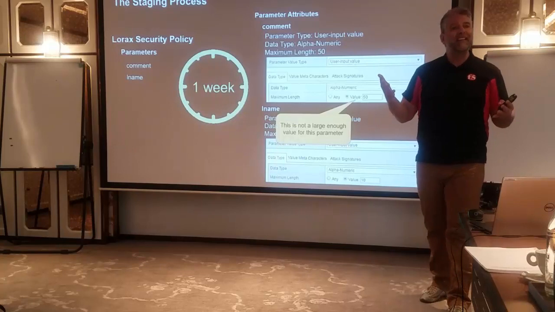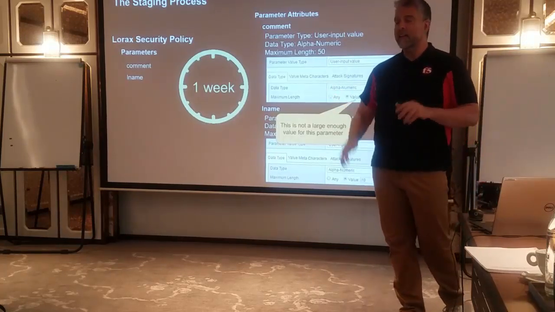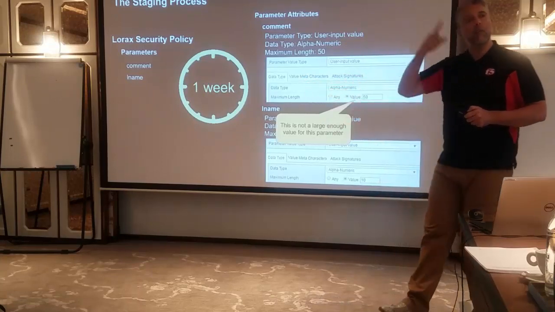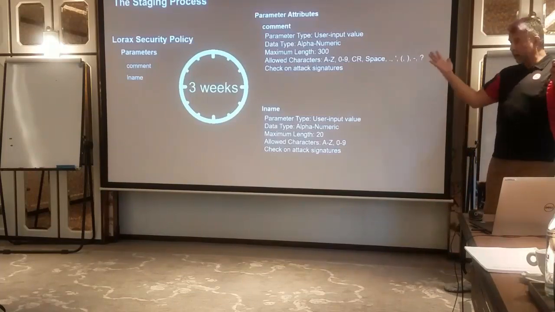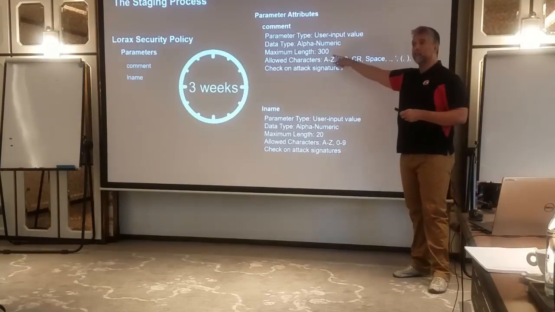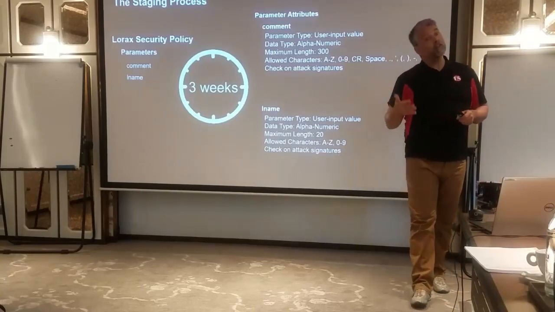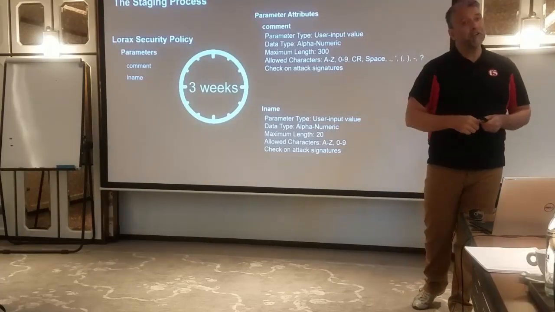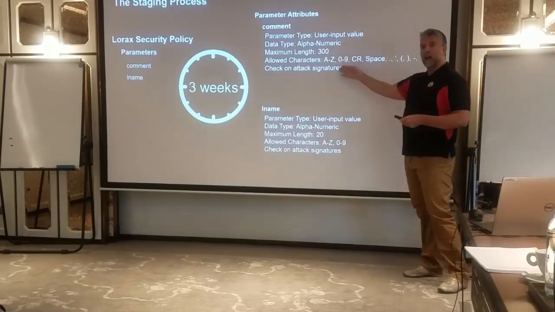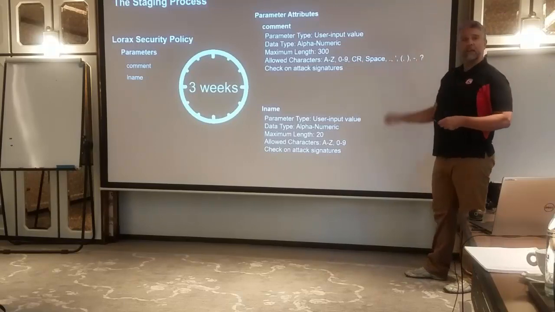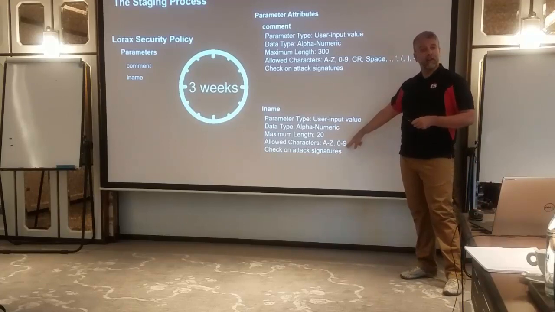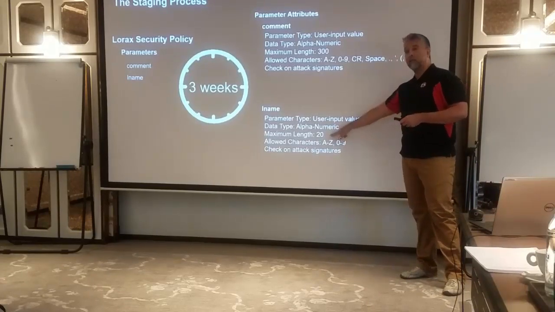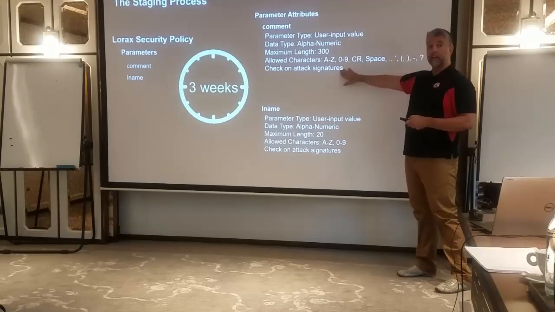ASM is still evaluating. This is not a final answer. So we'll let more time go by. Another few weeks, we go back and look again. Oh, it's changed again. It's now changed the maximum length up to 300. It's also now identified some allowed characters. Everything from A to Z, 0 to 9, the carriage return, the space, some of these other keyboard characters. Notice the last thing has only added A through Z and 0 through 9 for the allowed characters. Has a different maximum length. And they're all checking for attack signatures.